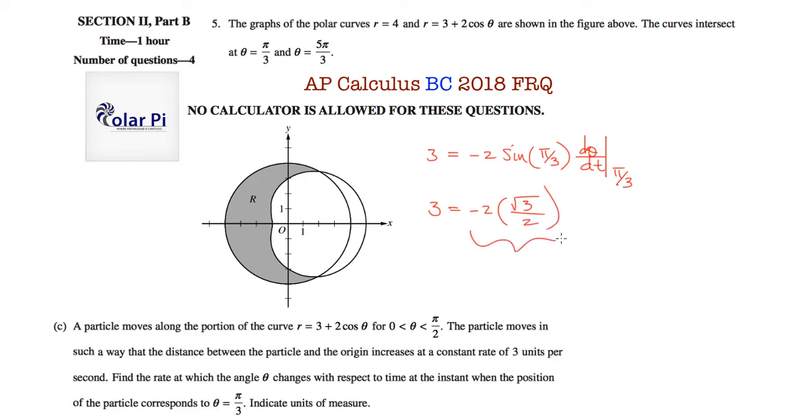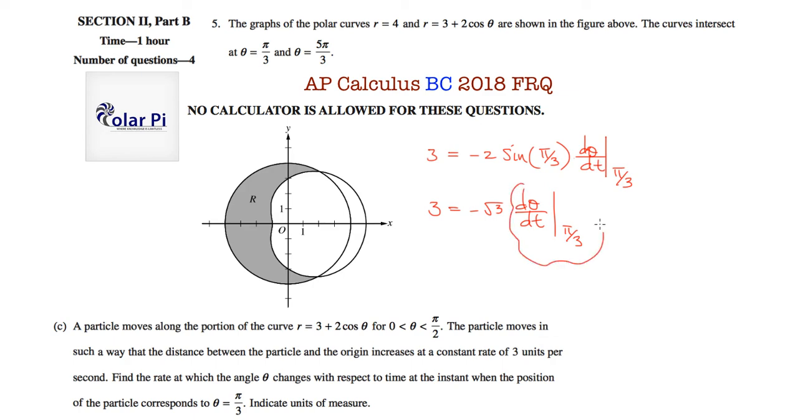But then look at this expression that just says negative root 3. So I'll just write that. So negative root 3 times d theta dt evaluated at pi over 3.